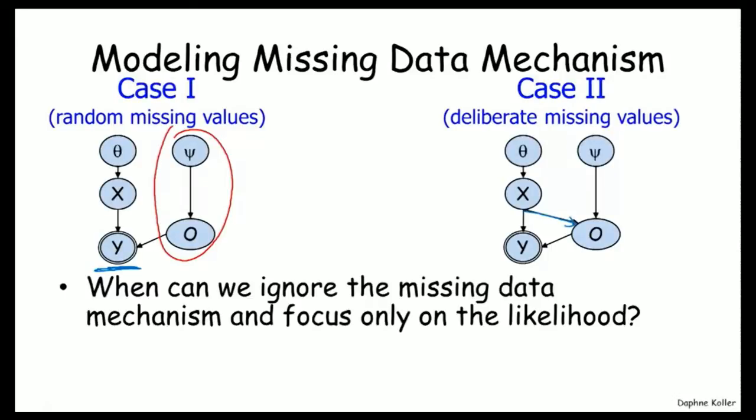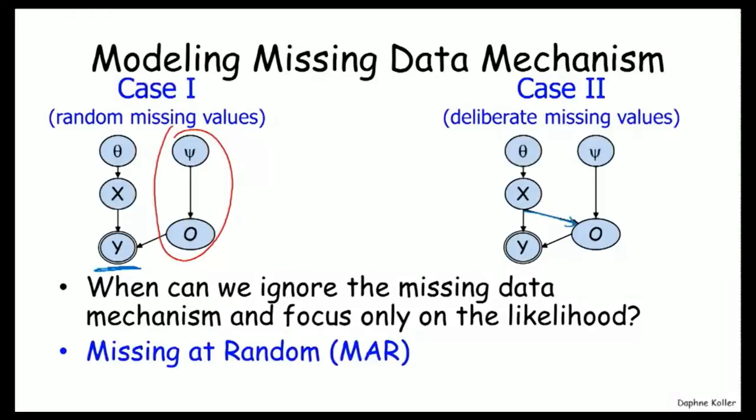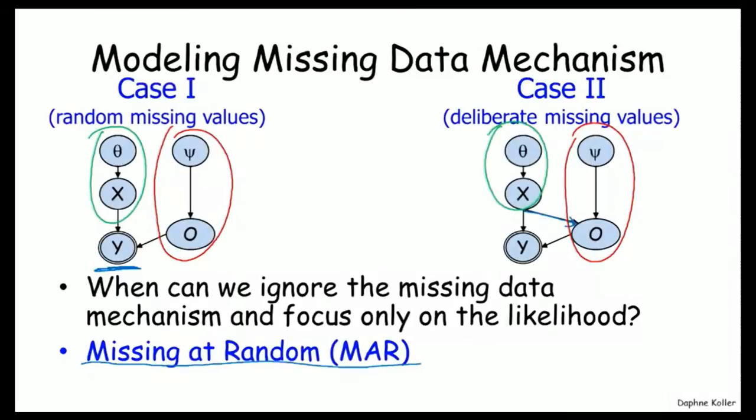So in which of those cases can we ignore the missing data mechanism and focus only on the likelihood of the stuff that I get to observe? The answer is, one can define a notion called missing at random. Missing at random is a way for me to say I can ignore the mechanism for the observability and focus only on the observed piece.